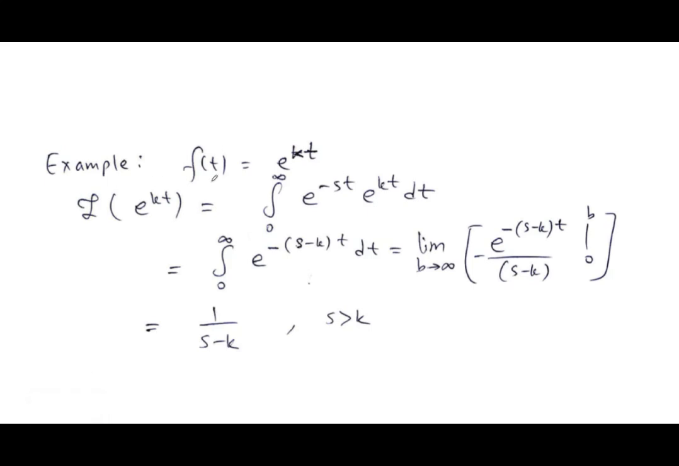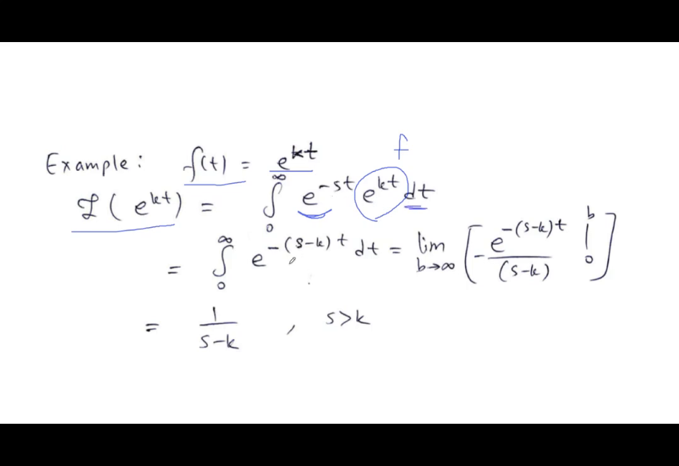In this example, suppose our f of t is e to the power kt. In the previous example, we had e to the power minus kt. Now we consider the plus sign, and not much changes in terms of the methodology. We apply the definition of the Laplace transform. We write our f, the function we are interested in, multiply it with e to the power minus st, and then we have the dt.